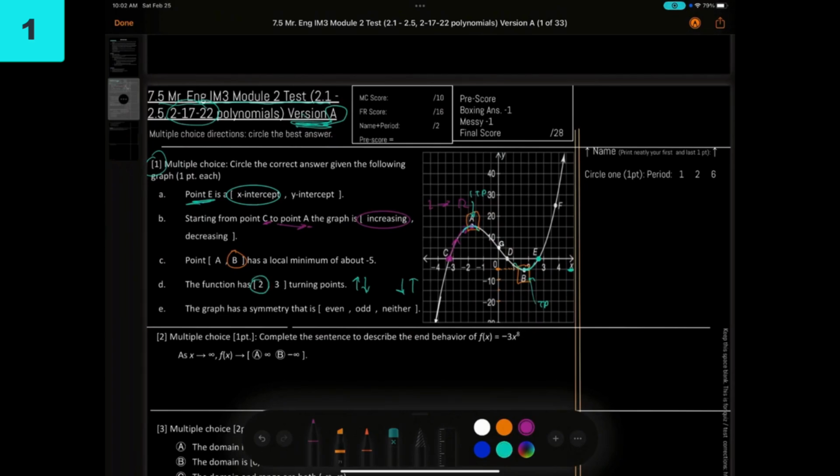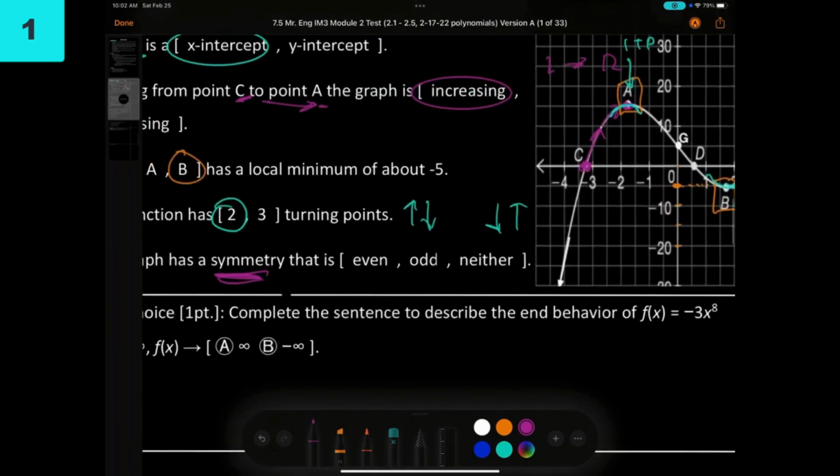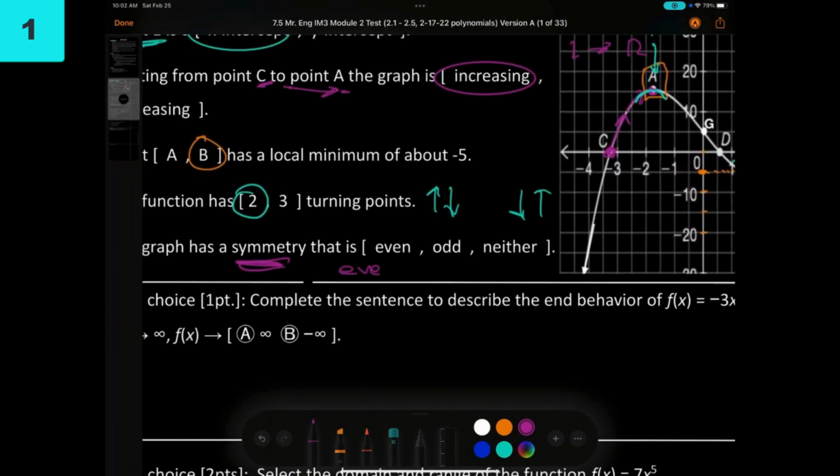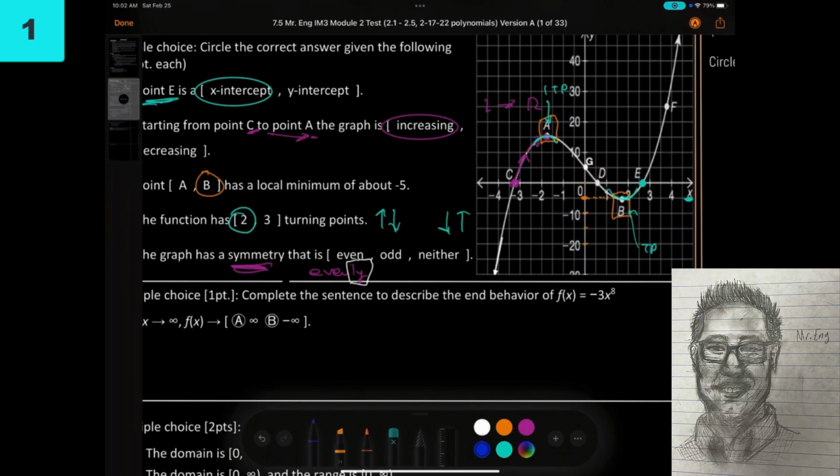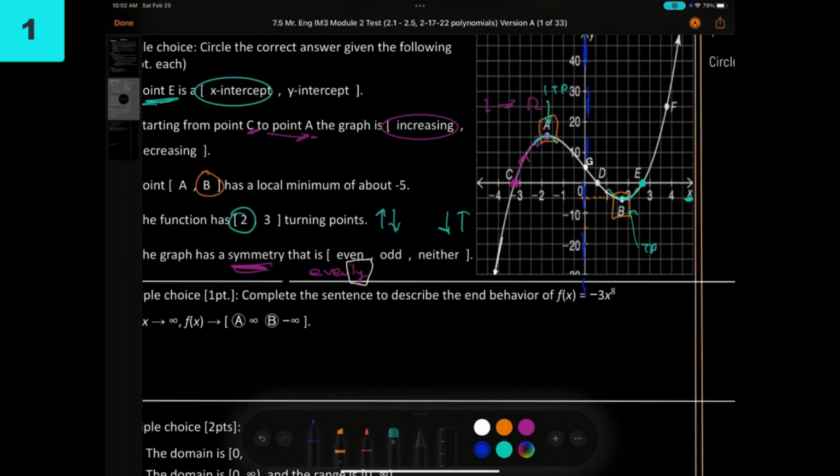The graph has a symmetry. So symmetry, even is like the phrase evenly. This one is about a line of the y-axis. So here's my y-axis here in dark blue, and you cannot fold it hot dog or skinny wise, and it would not be the same graph. So it is not even.